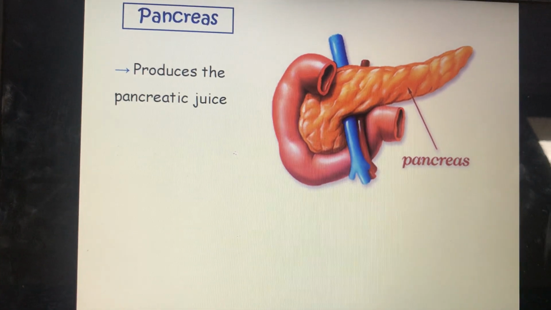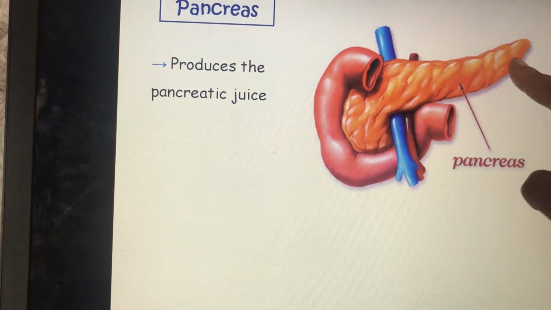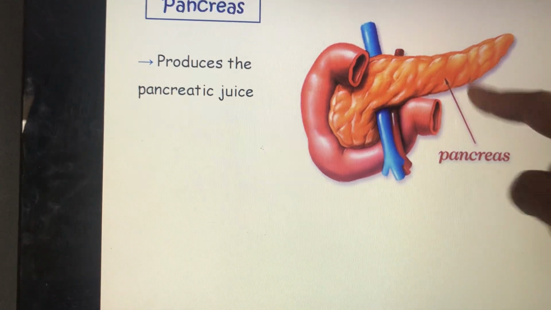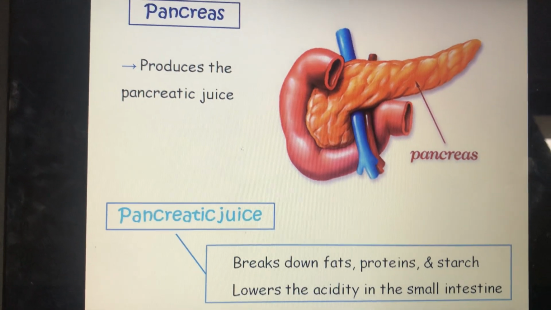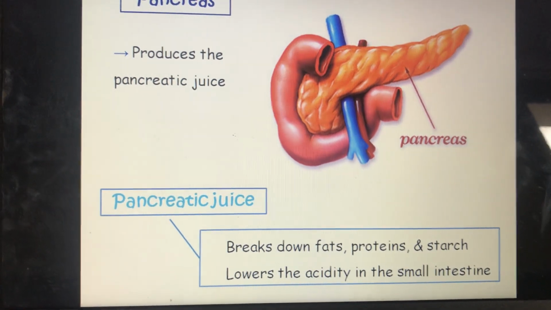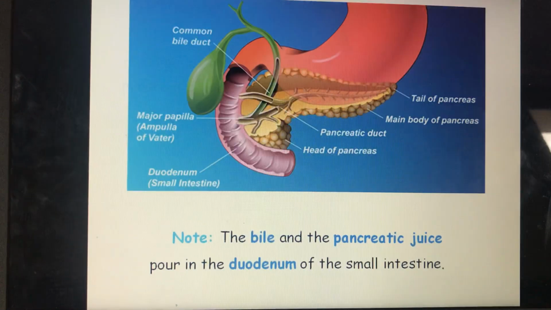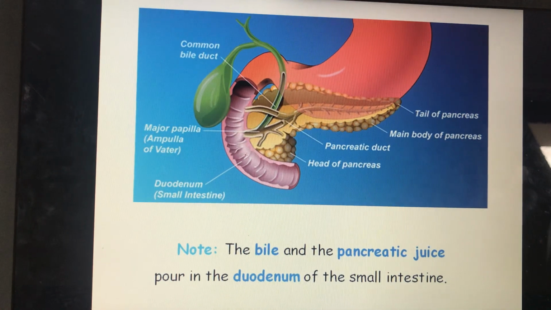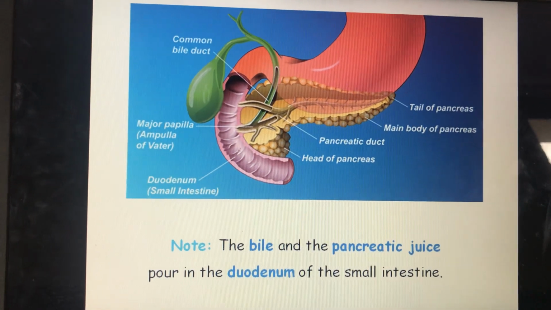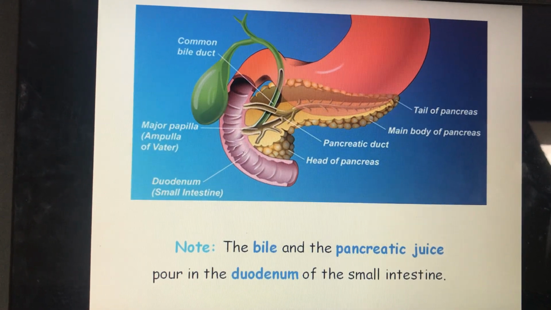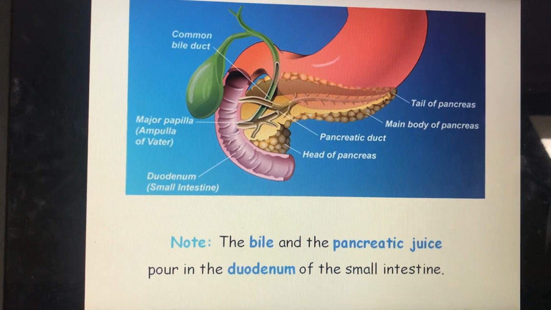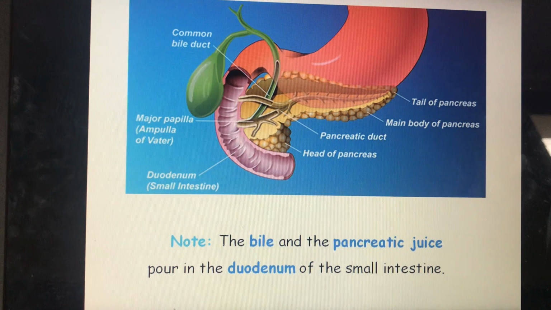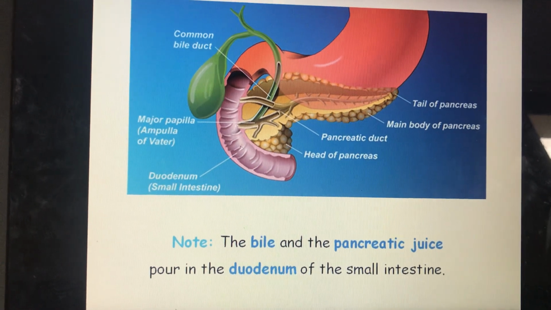The pancreas. The pancreas looks like a leaf, and it is very important because it produces something that we call the pancreatic juice. The pancreatic juice has enzymes that can digest all kinds of food. And of course, the secretion of pancreas, the pancreatic juice, will go toward the small intestine. So until now, you can know that the bile and the pancreatic juice are poured in the duodenum of the small intestine.